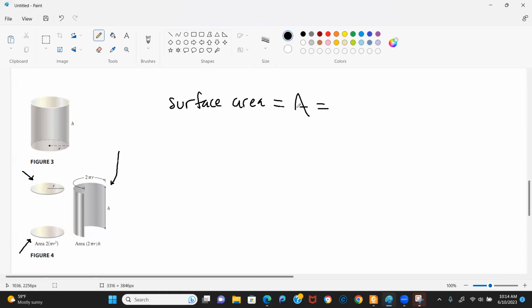We'll call it A, and the surface area is going to be the sum of the area of these two discs. That's pi r squared, but there are 2 of them, so it's 2 pi r squared, plus the surface area of this piece right here, which is just its area. So this will be 2 pi r h.